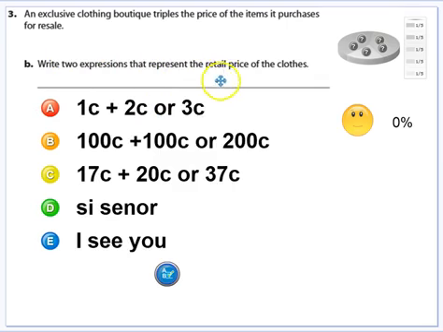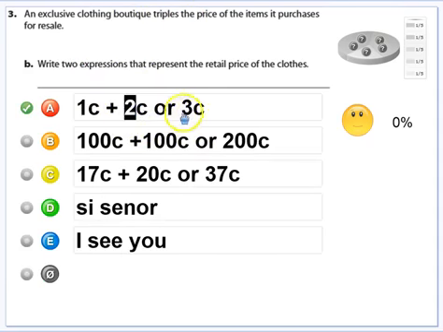Write two expressions that represent the retail price of the clothes. So, what do you think? I have 1C or 1X, which is my original, and then I'm multiplying it by 2 to triple it. So when I add them together, I get 3C. That's the right one. Clearly, these are both insane answers. Those are not the right answers. Okay? Moving on.